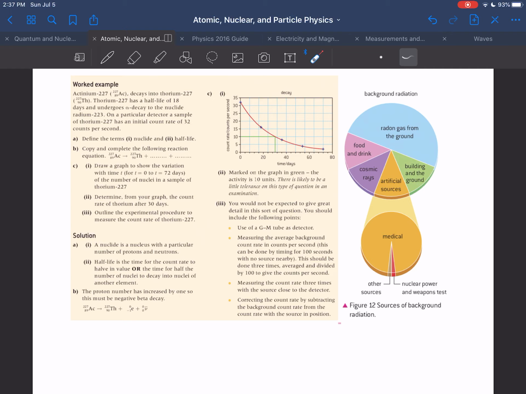Now, in this worked example here, and in this source of background radiation, you can see the rough breakdown of that background radiation. And there are a couple of nice problems that show you what you might be expected to do for a problem concerning radioactive decay. And I would encourage you to work your way through it.